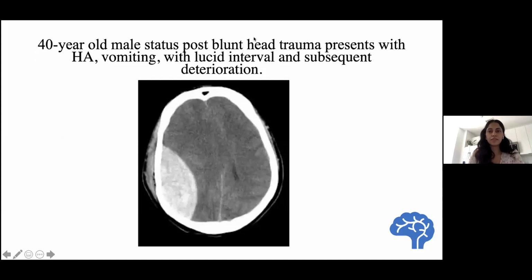Now here's our companion case: a 40-year-old male, status post blunt head trauma, presents with headaches, vomiting, with a lucid interval, this is very important, and subsequent deterioration. So he felt a little bit good and all of a sudden started to deteriorate from a neurological standpoint. So this will differentiate the two etiologies. Okay. And this is what the CT looks like.